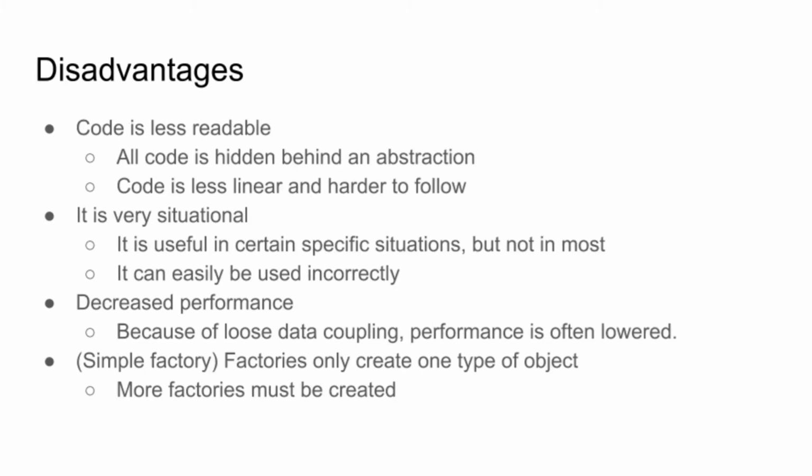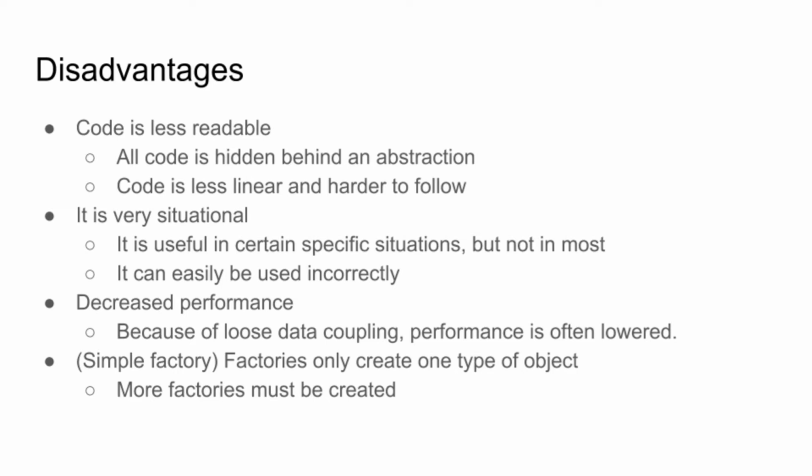Here are some of the disadvantages of the factory pattern. Code is less readable. Since all code is hidden behind an abstraction, it's hard to visualize how the code is working. It's also less linear because of the abstractions, and it's harder to follow. It's also very situational. It can be used in certain specific situations, but not in most. In some cases, it's very helpful and very easy, but in others, it can just cause more problems than it solves. It can also be used incorrectly very easily.